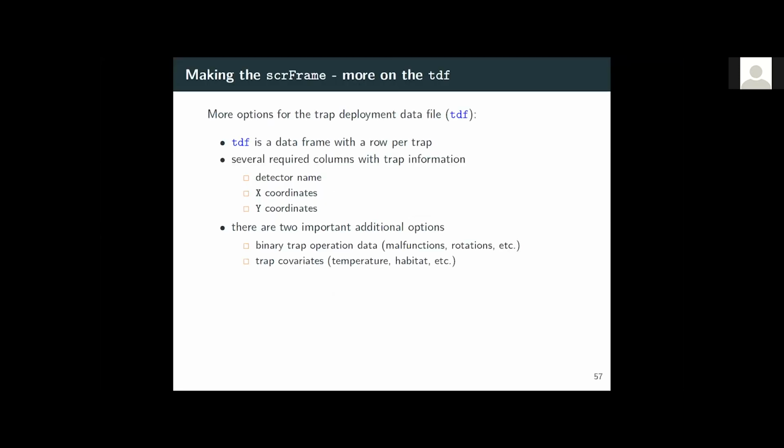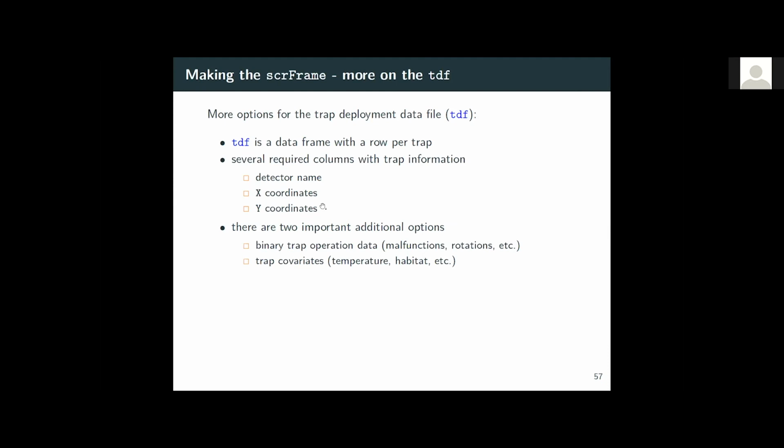So what I spoke about yesterday is really this bullet point here: in the TDF, the trap deployment file, we have a row per trap, and then there are these columns that you must provide in a TDF. That's the detector name, the X coordinate, and the Y coordinate of each of the traps. But what you'll commonly find, and these are directly related to questions that were asked after yesterday's lecture and over the last 24 hours, is that you do have other information.